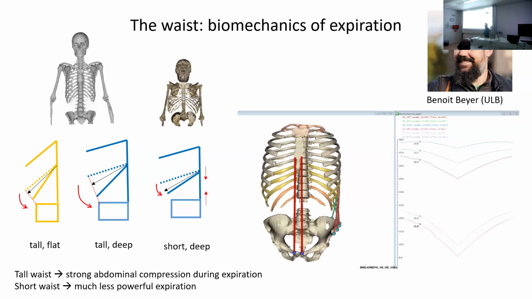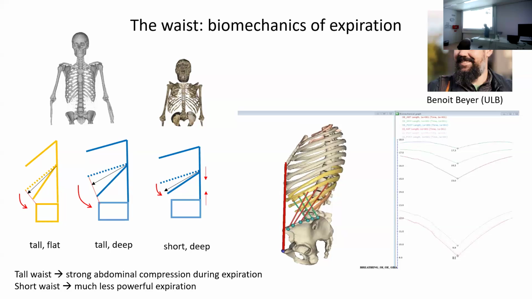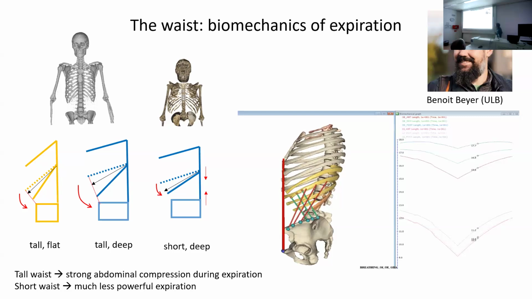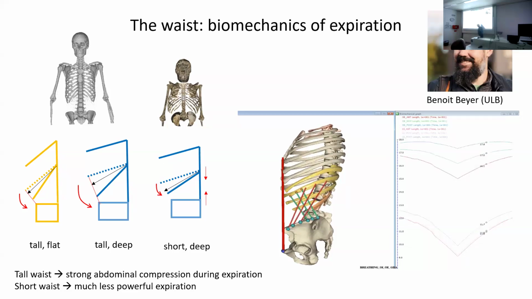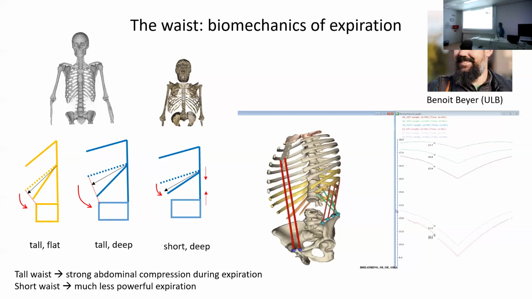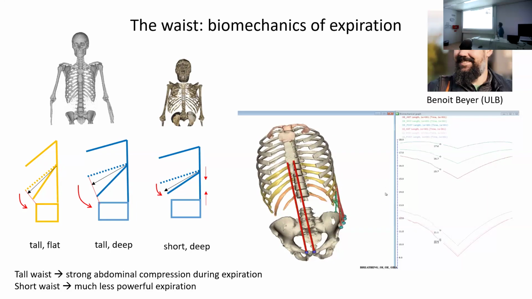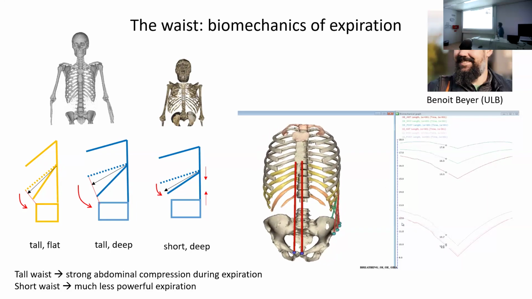There is a reduced abdominal space in this vertical perspective, and this is work on the simulation of the respiratory biomechanics that shows that this space is needed in forced expiration. And if this reconstruction shows that there is limited space, this means that there is no great capacity of powerful expiration such as we find it in modern humans.